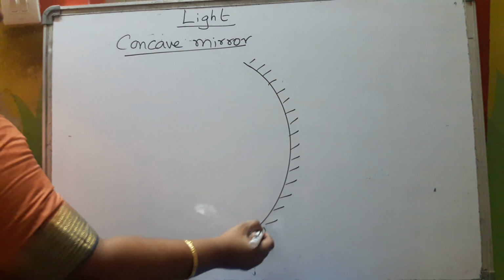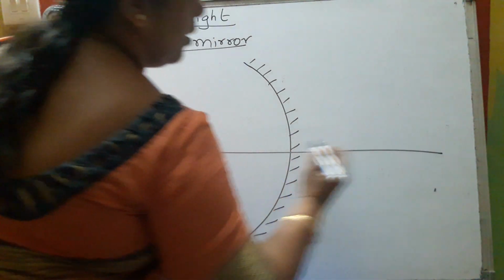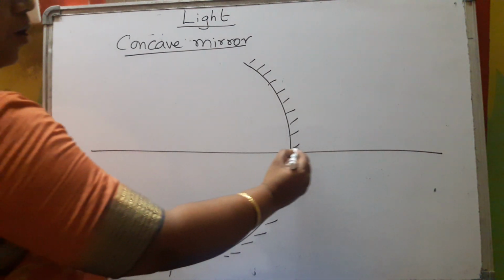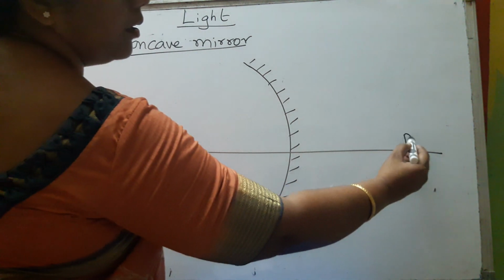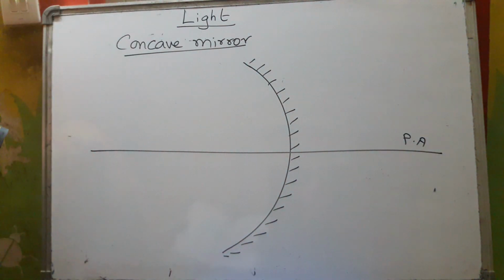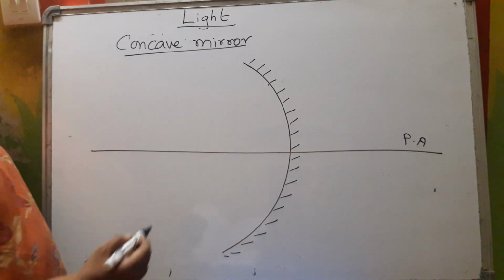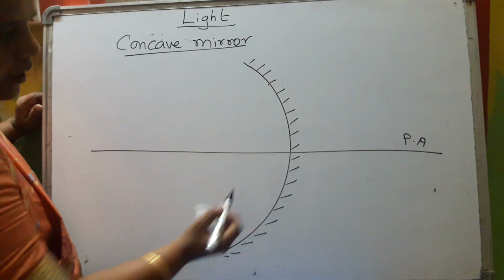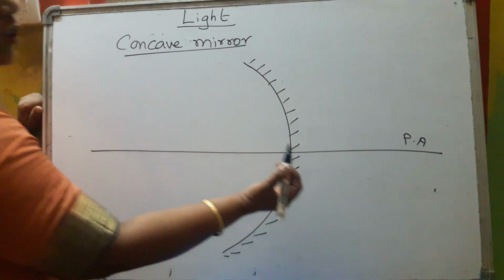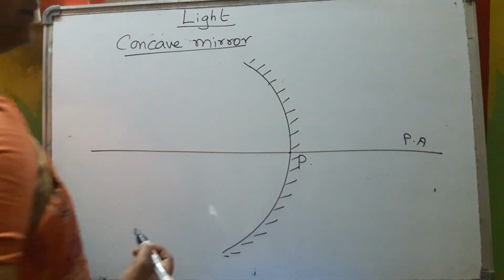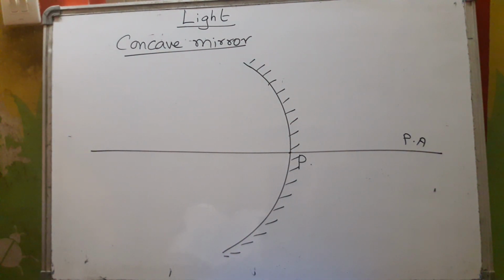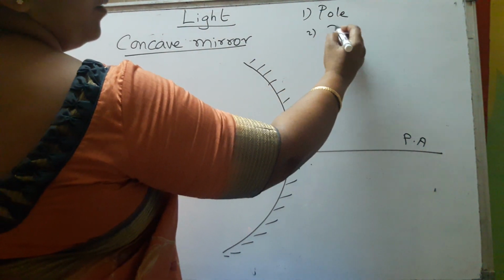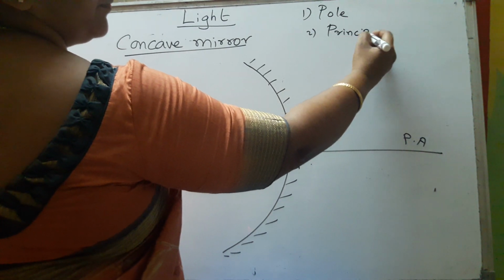Immediately when you draw the mirror, just put the dashes, and the imaginary line which passes through the center of the concave mirror is called the principal axis. The center of the reflecting surface of a spherical mirror is called a pole, and it is represented by the alphabet P. I have taught you two things. Number one, pole. Number two, principal axis.